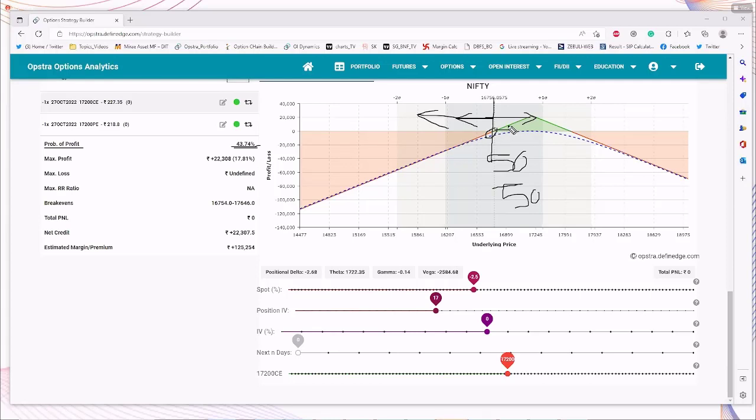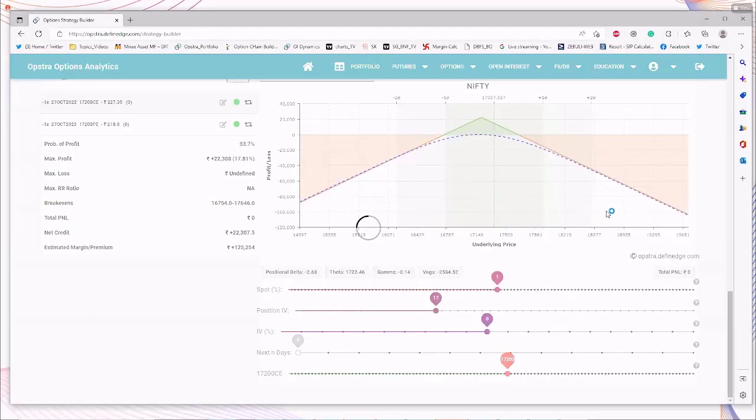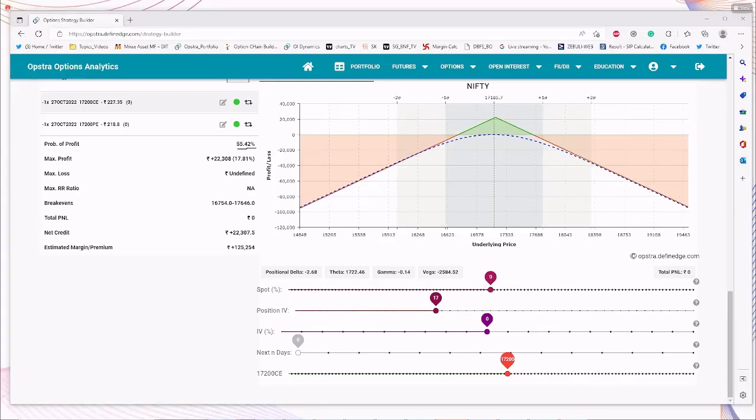And when it makes a move here, there is only a small profit, right? That's the reason. When I move my spot here and reset it to the center place, we are getting 55% probability. Why? Because anywhere it can move like this, but still it will try to stay in the green zone. So there is a higher probability of more than 50%.